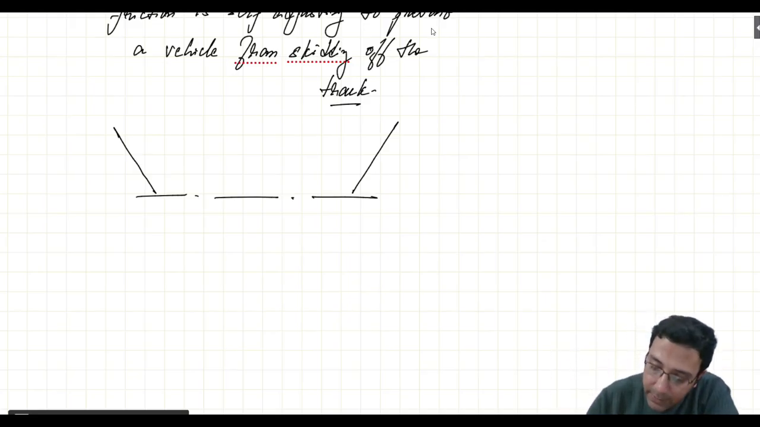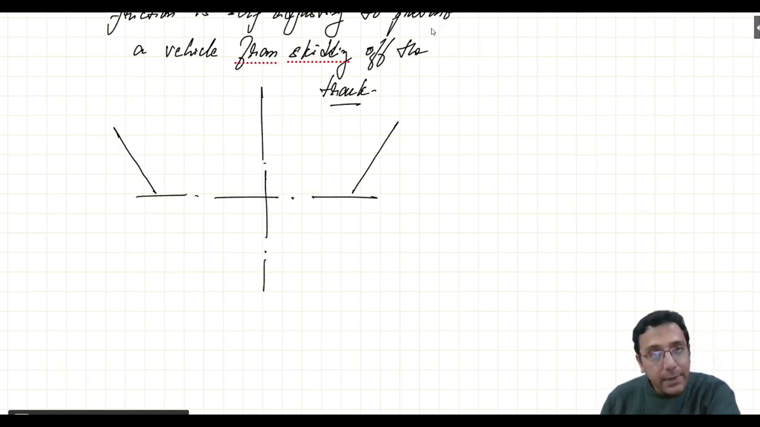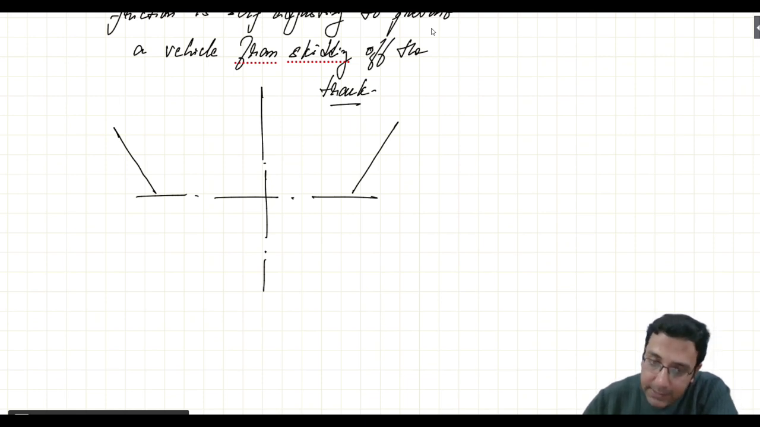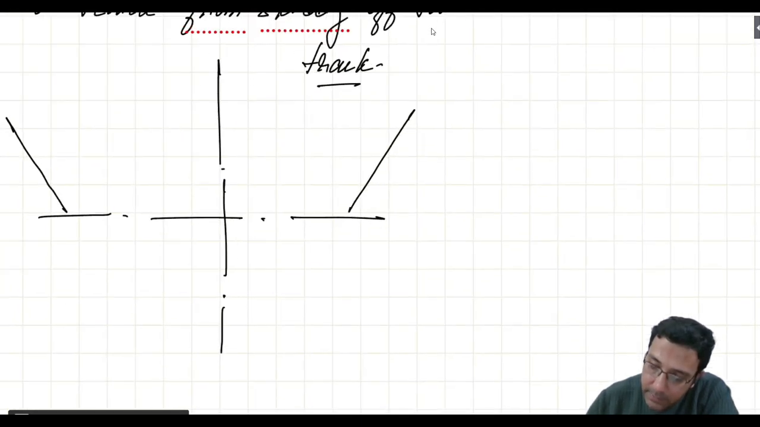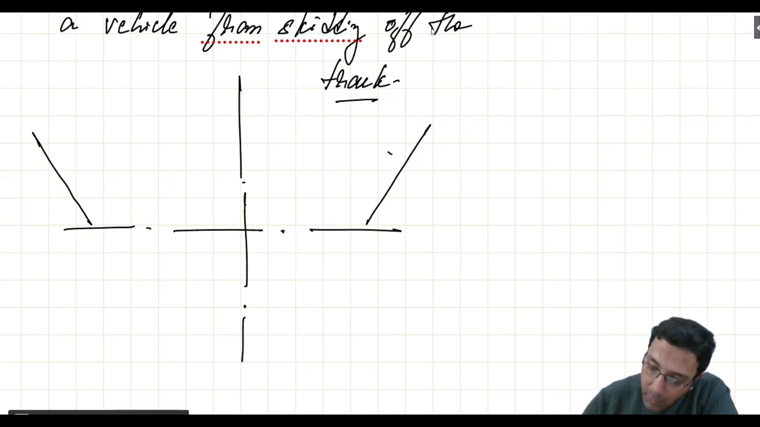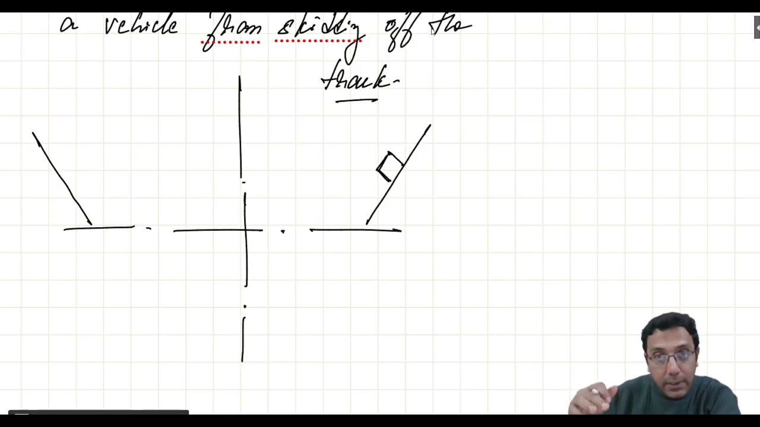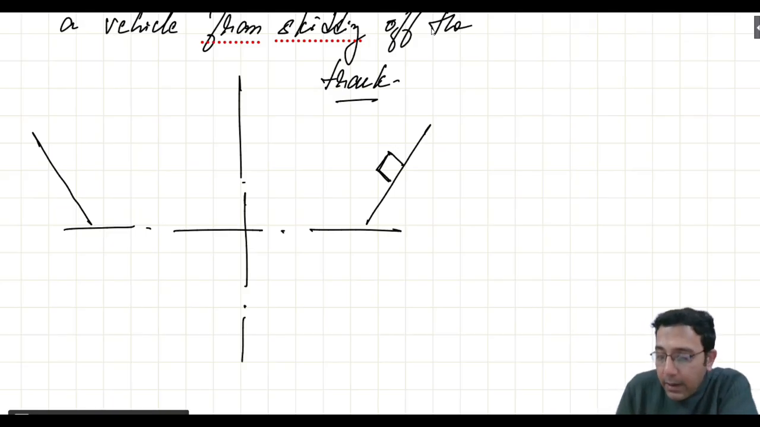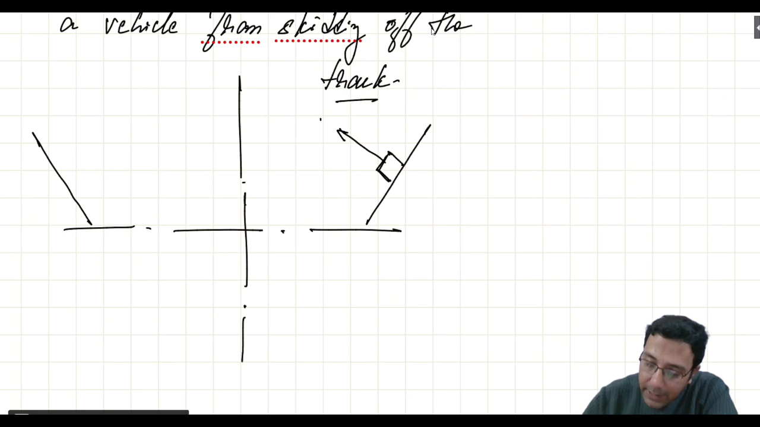If I draw the center line, let's say the body is out here. I'll make it a little bit bigger. It is negotiating a turn on a path which is not horizontal, which is inclined. So naturally there will be a normal reaction force that will be at an angle. That normal reaction force from the road to the body is acting at an angle.